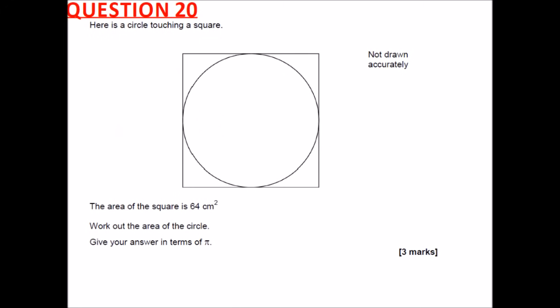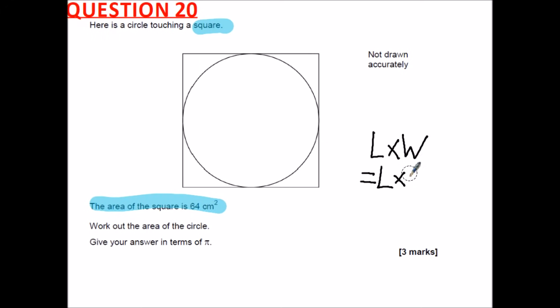Question 20, we're talking about a square and a circle. First of all, it says the area of a square is 64 centimeters squared. So we need to know that the area of a square, any square or rectangle, is the length multiplied by the width. But for a square, the width and the length are the same. All the sides of a square are the same length.